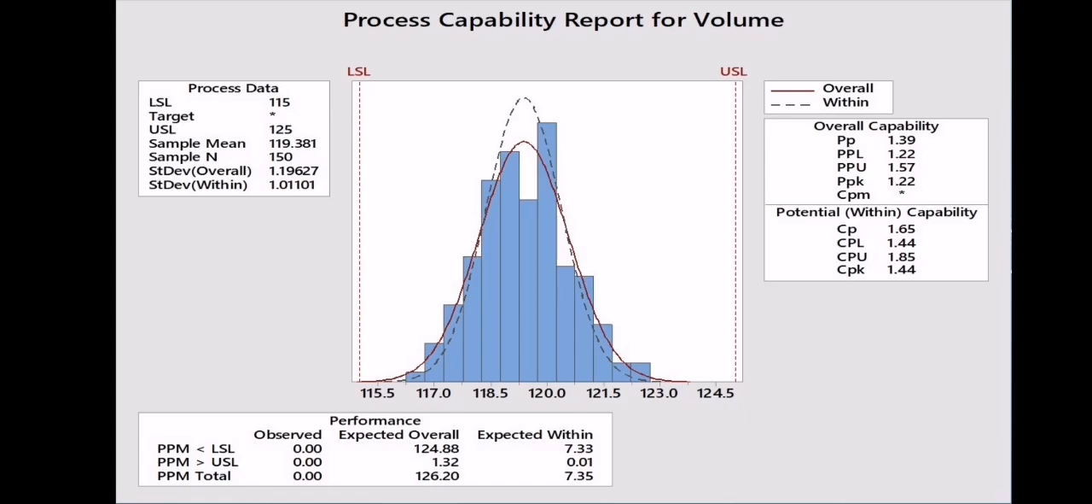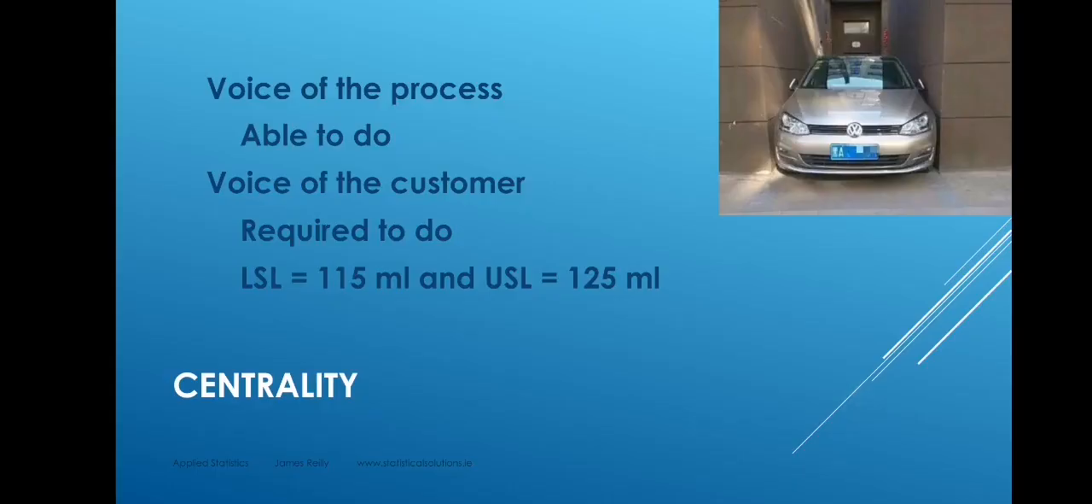We can also see this same information in the sample mean. Up in the top left-hand corner panel, the sample mean is 119.381, whereas it should be 120, so it's a little bit left of centre. And so the centrality compares what the process is able to do with what the process is required to do.